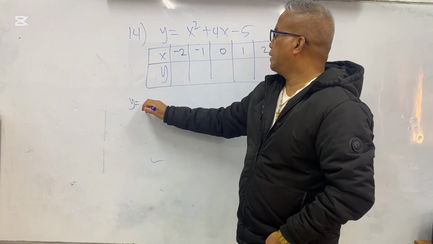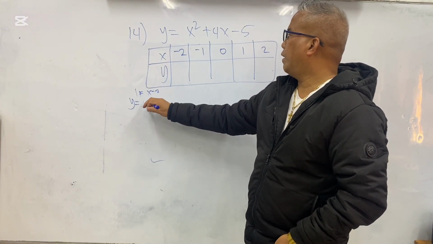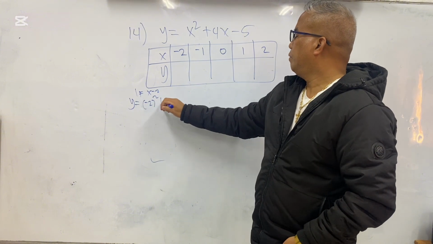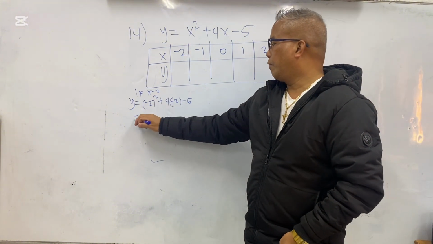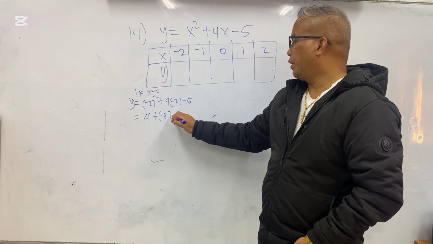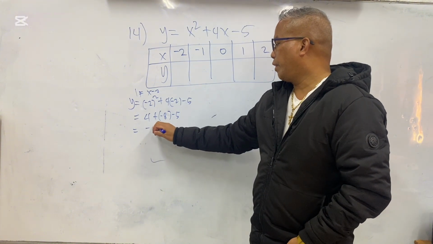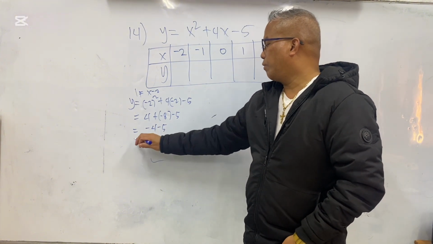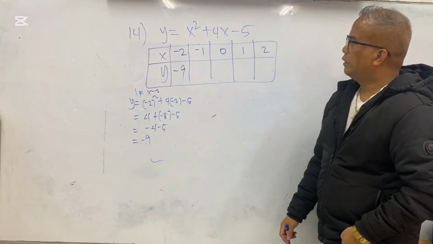But if you don't have a calculator, we will substitute negative 2 here. If x equals negative 2, then y equals negative 2 squared plus 4 times negative 2 minus 5. So equals 4 plus negative 8 minus 5. Then 4 plus negative 8 is negative 4, minus 5 equals negative 9. So we have negative 9 here.